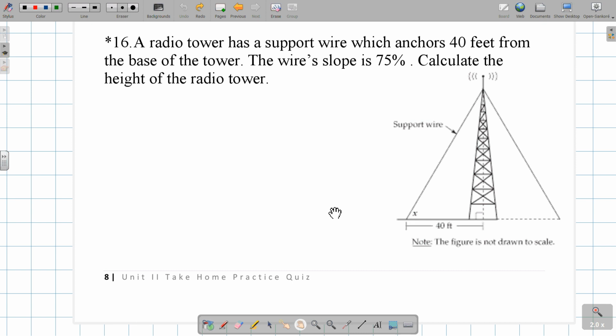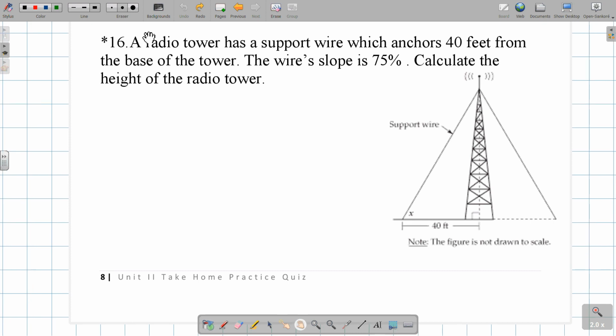16, we're just going to get started here. We're going to finger trap and read out loud. So put your finger right there. You can read out loud. Okay, we have a support wire, which is 40 feet from the base of the tower. So 40 feet from the base of the tower is this support wire.